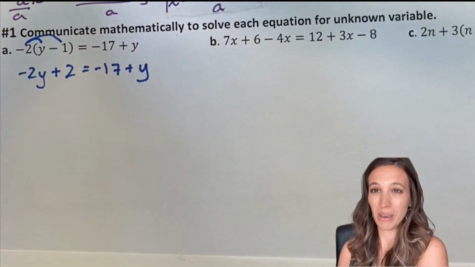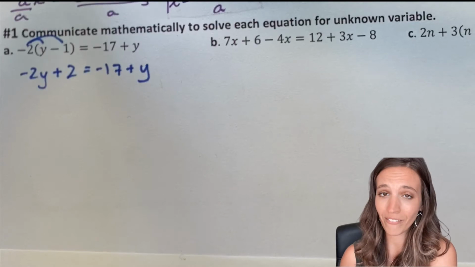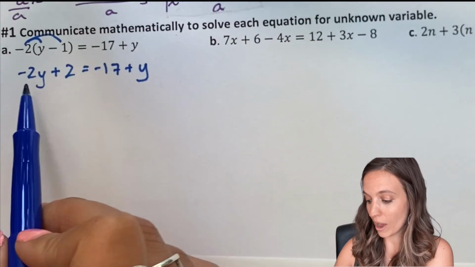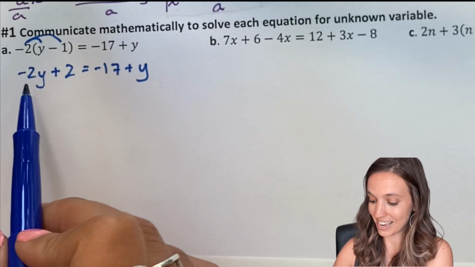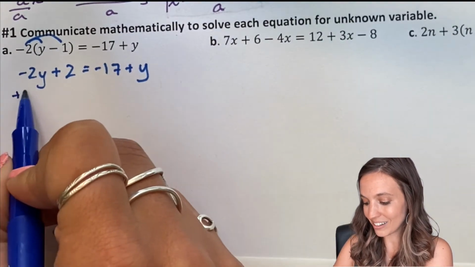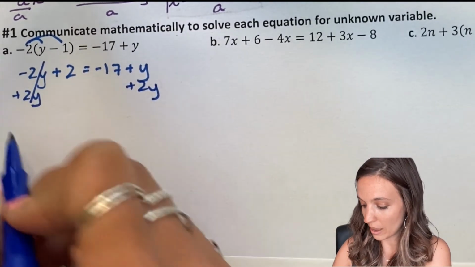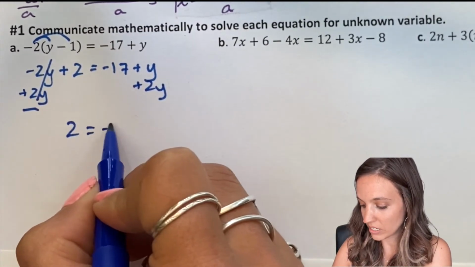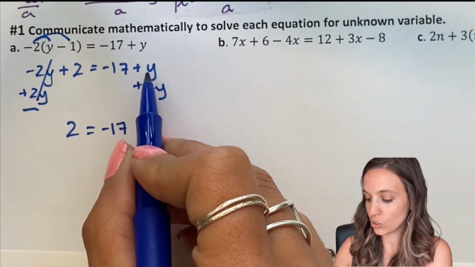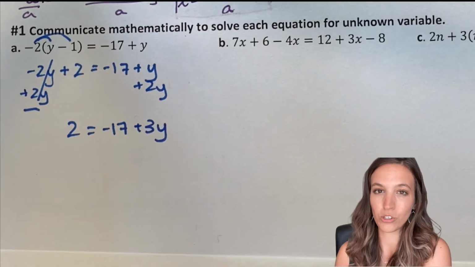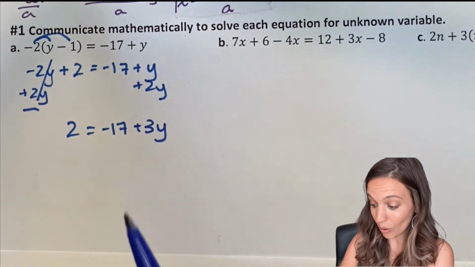My next goal would be to make sure I get all my variables to one side so that I can start solving. So I could move -2y to this side, or I could move y to this side. Since this is negative, I like adding, so I'm going to add my 2y to the other side. These would go away, so I'd get 2 equals -17, and then y plus 2y, so 1y plus 2y is 3y.